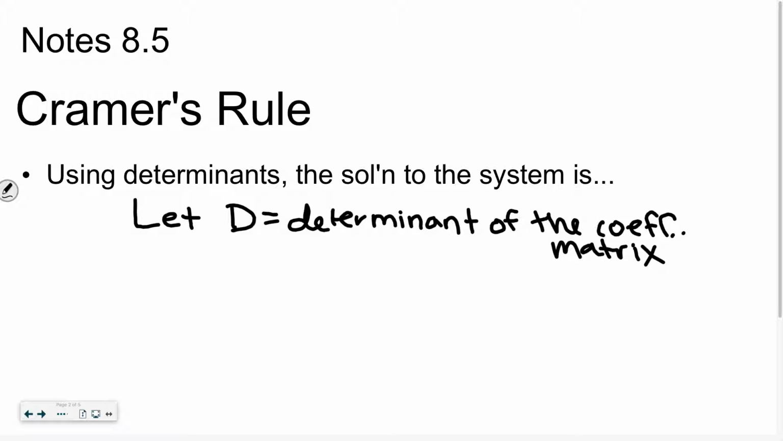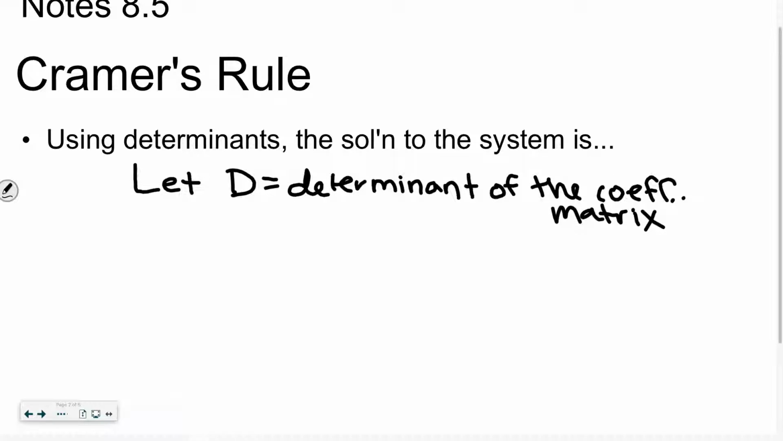If you're working with a two-variable system with just x and y, your coefficient matrix is going to be 2 by 2, a column for x and a column for y for both equations. If you're doing a three-variable system, your determinant is going to be 3 by 3, because you're going to have three equations with three variables, x, y, and z. We know how to calculate the determinant from our notes on Tuesday, whether it's 2 by 2 or 3 by 3. So D is just a placeholder for the determinant of our coefficient matrix.